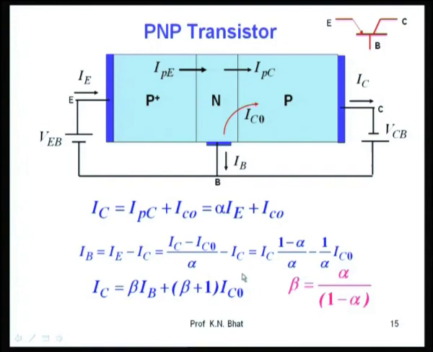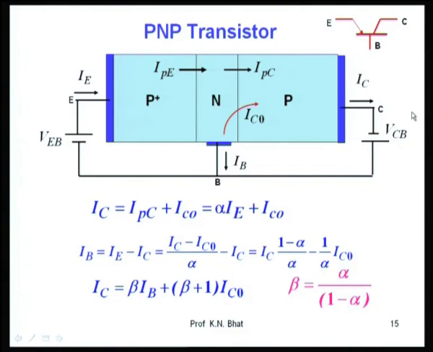I think beta is alpha by (1 minus alpha). So, you see that if alpha is 0.99, 1 minus alpha is 0.01, beta is 100. So, that is what you get, if it is 0.99, beta is 100. So, you can see that I_C will be 100 times I_B. If I have microamperes of base current flowing, I can get milliamperes of current flowing. So, if I inject my signal at the base terminal, I get a large amount of current at the collector. So, I can use it as an amplifier.